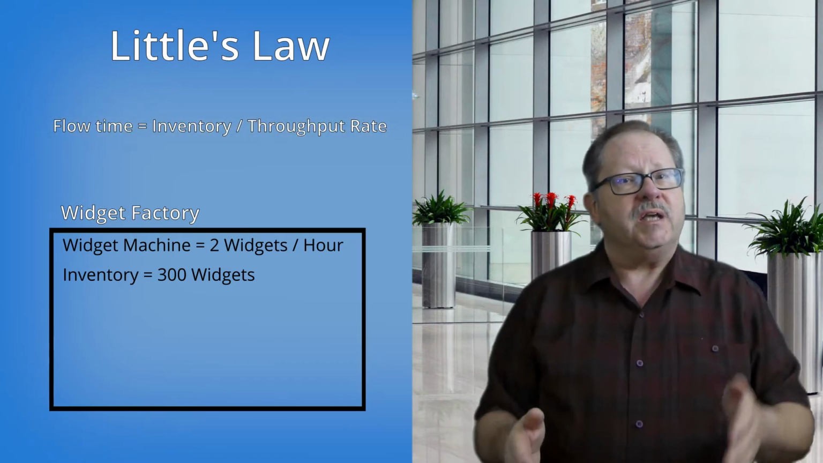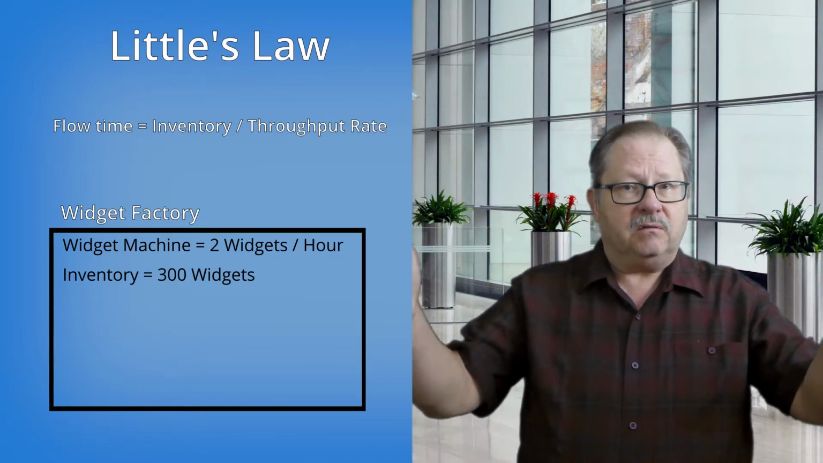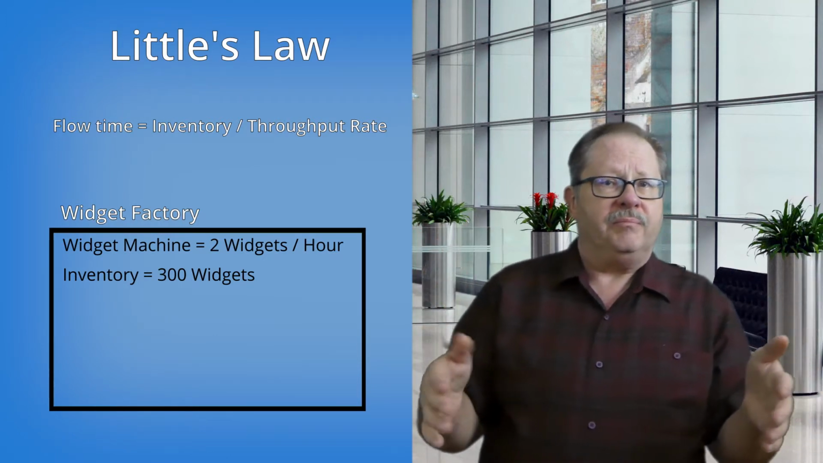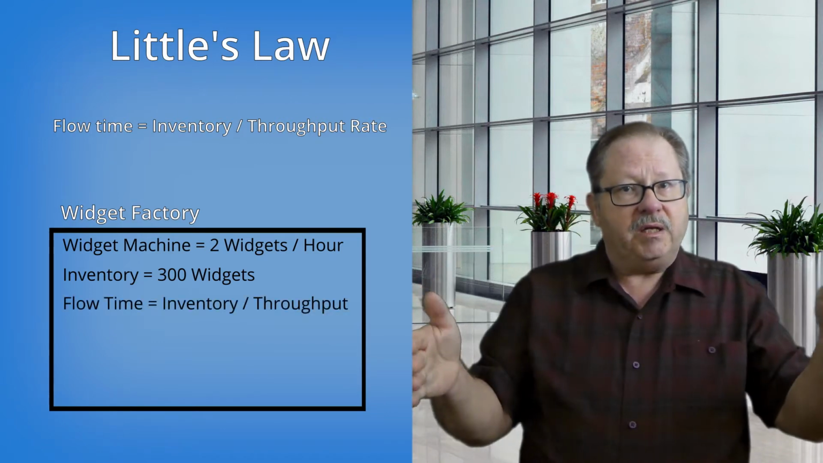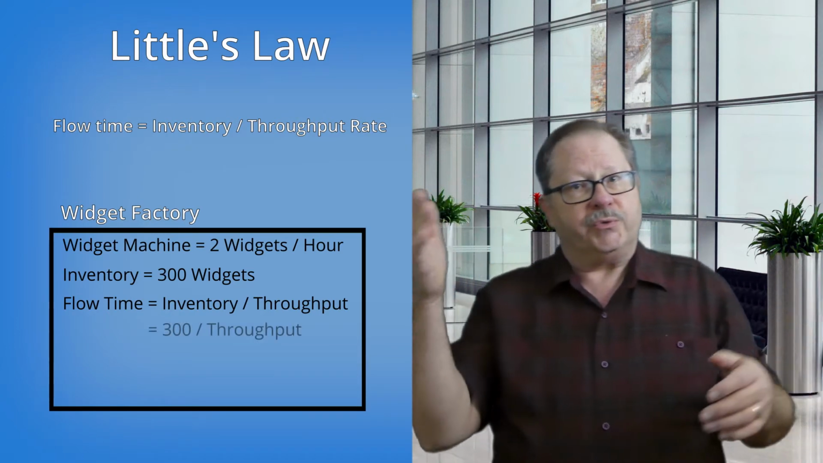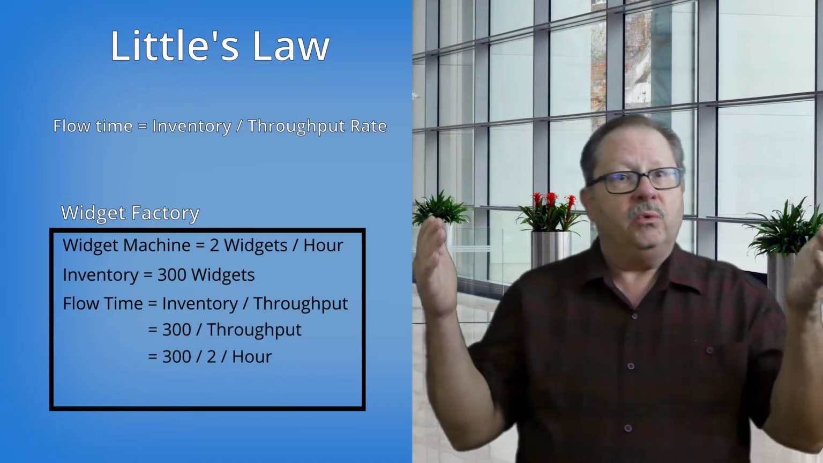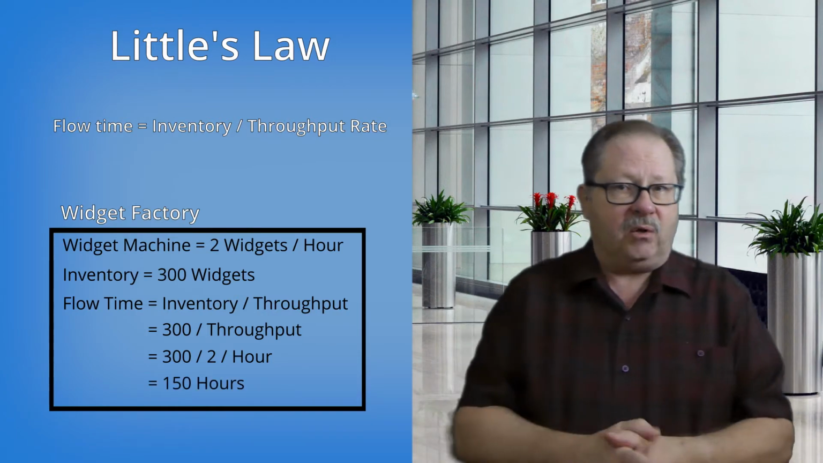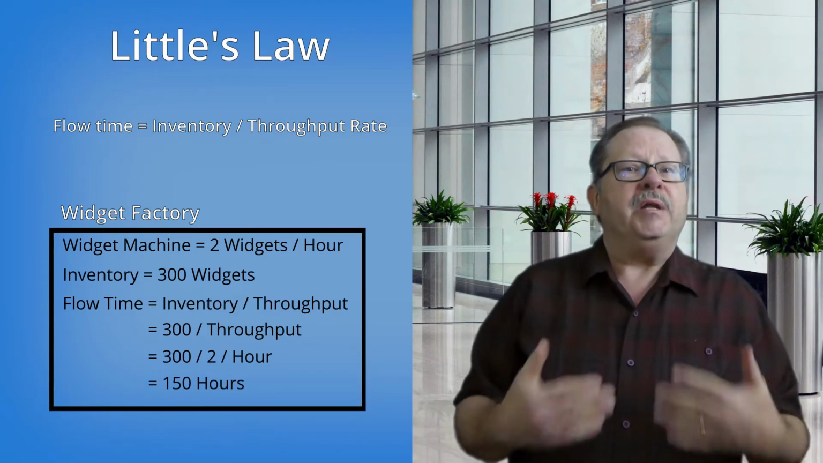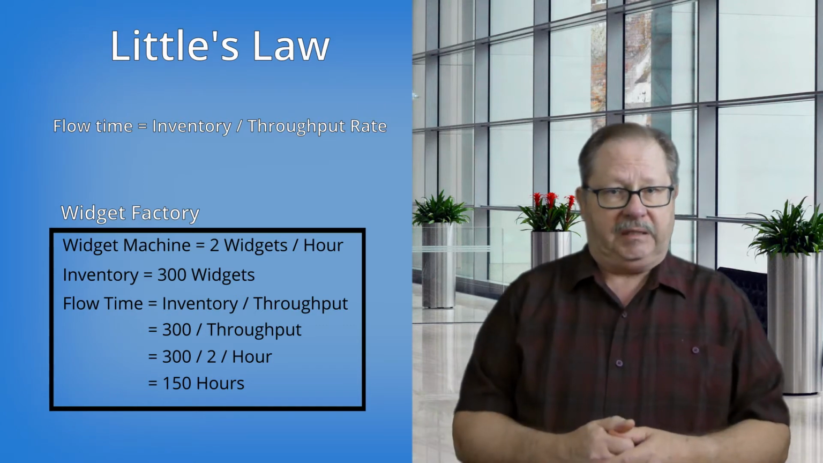How long does it take one widget to start in the process, to get to the end, or how long does it spend in the system? That flow time equals the inventory divided by the throughput. That's 300 widgets divided by 2 widgets per hour, which is 150 hours. The widget company has these widgets in inventory for nearly 4 weeks before they are completed.